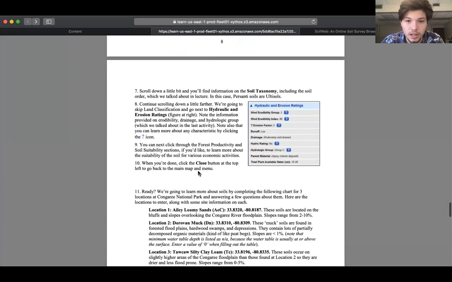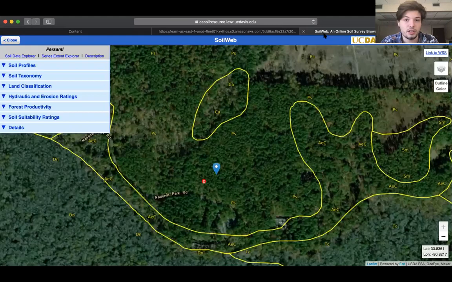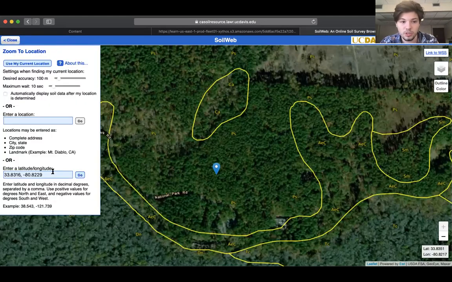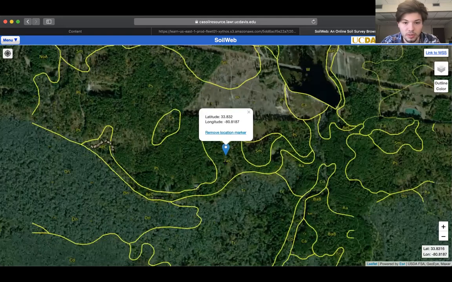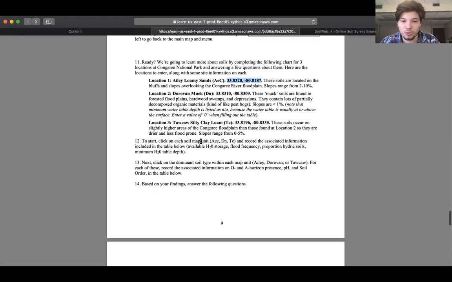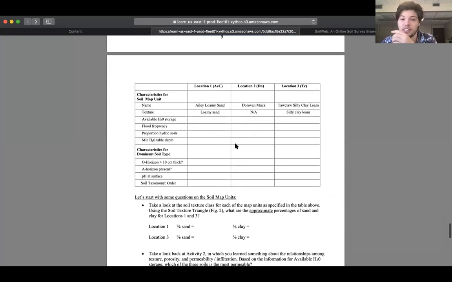And so with all of that in mind, you're going to be looking at 3 specific locations in Congaree National Park. Those latitude and longitude points are given here. So you'll want to close out of this and zoom to those specific locations that are given. So the first one is this AEC, which is Ailey soil. So you're going to go through for each of these 3 locations at those latitude and longitude points. You're going to fill out this table.